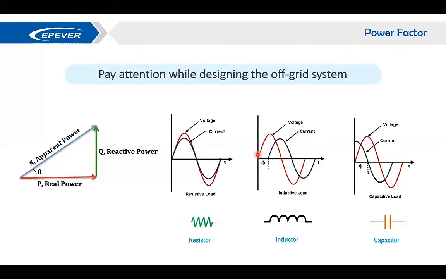So you can see there is a shift between the voltage waveform and the current waveform. And it's the same for the capacitor, but on the other side. And this is the source of waste. So if there is a lead or lag between these two signals, then you are losing some power. And in this situation, we say that the power factor is below 1.